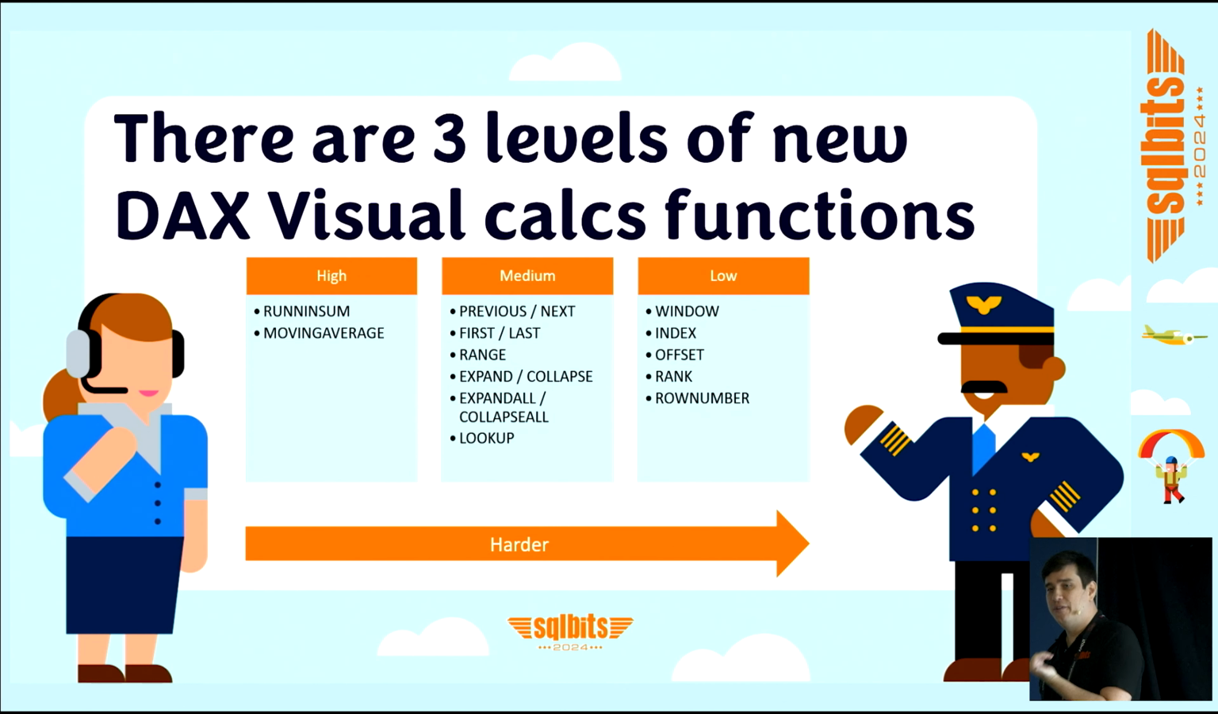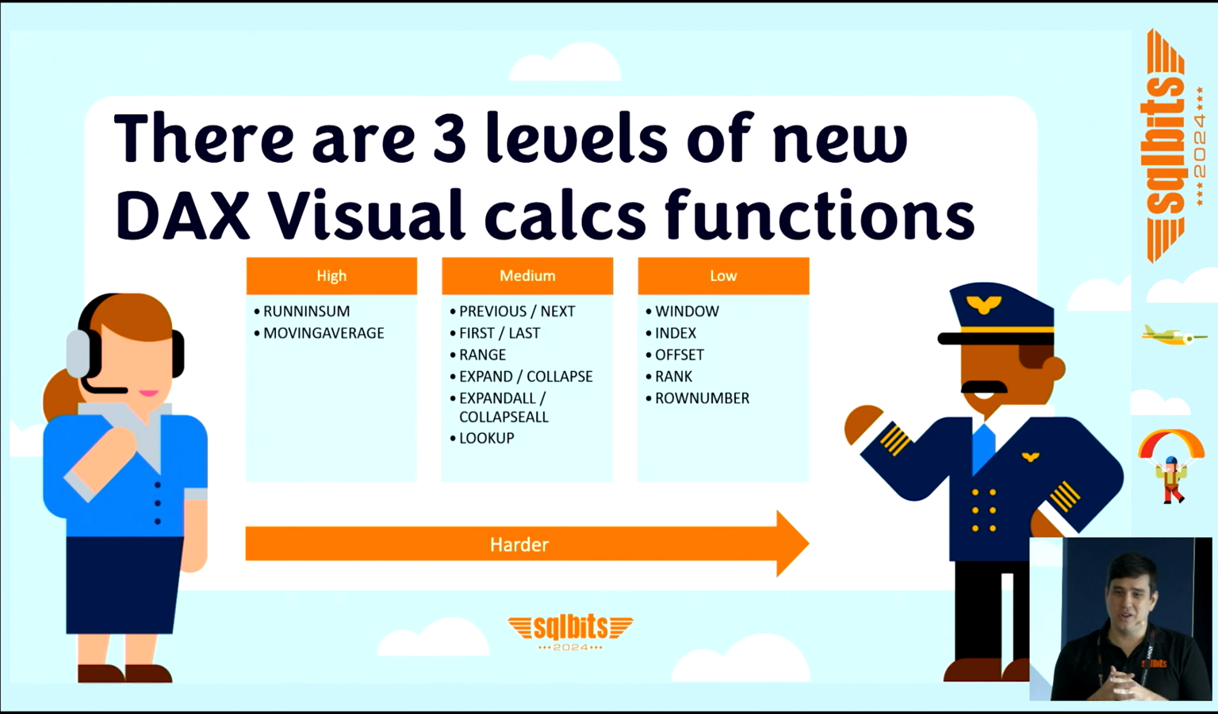But the low-level functions, which were released more than a year ago, are the foundation for the visual calculations. And they can be used either in regular DAX or in visual calculation context. There are differences in the parameters. For example, you can use rows, columns within the visual calculation context, but you cannot with regular DAX. So same functions, but different arguments that you can feed them.